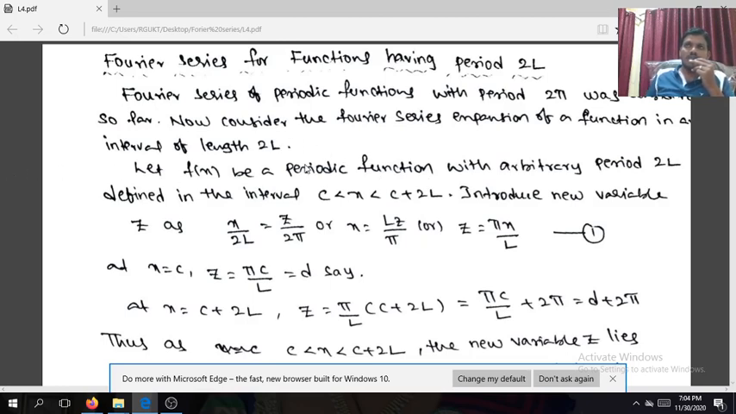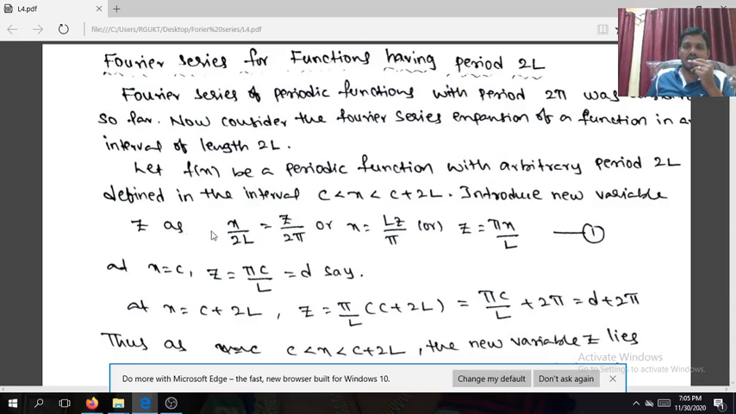First, I am going to convert the Fourier series expansion in the interval c comma c plus 2l into alpha comma alpha plus 2 pi by introducing a new variable. Introduce the new variable z, or simply take z is equal to pi x by l, which is the same as x is equal to lz by pi, or z by 2 pi is equal to x by 2l.